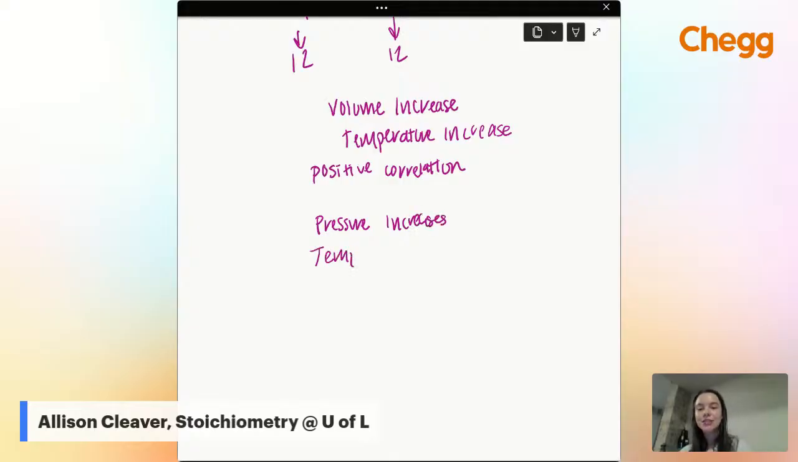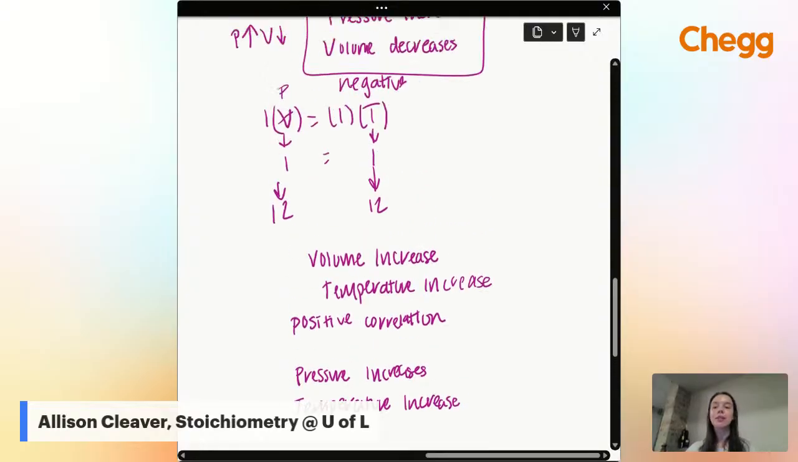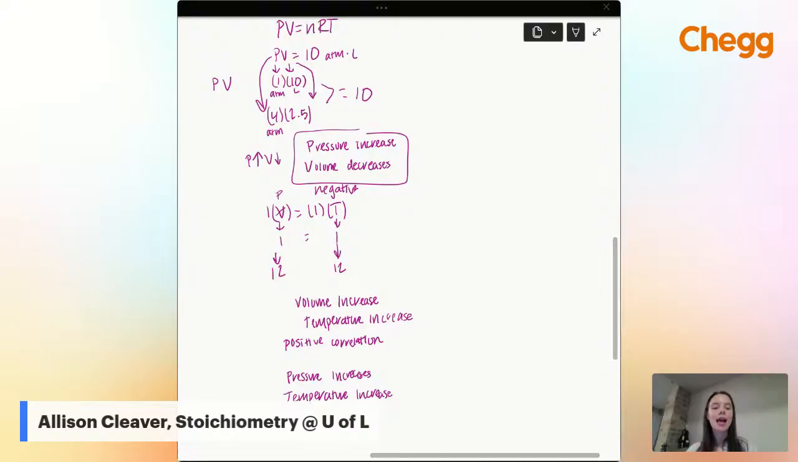Hopefully that answers your question, Aqua Shark. If you have any more questions, type them in the chat. But that's the relationship between pressure, volume, and temperature in gas laws. Hopefully that helps. If anyone has any other gas law questions, I encourage you, ask those in the chat. I would be more than happy to help.